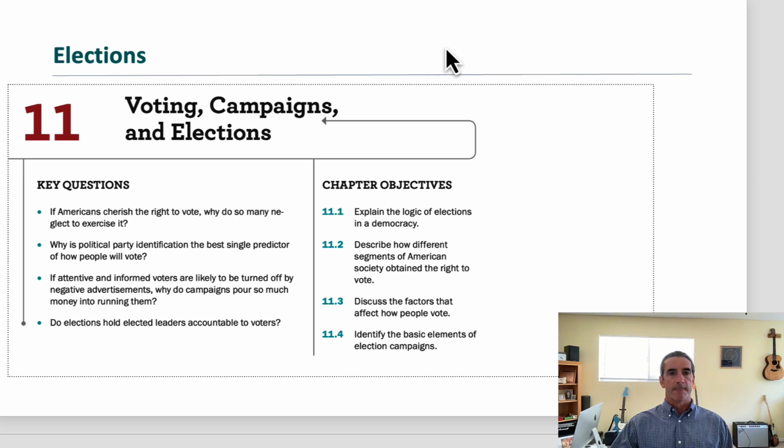in the United States. The role of party identification in predicting how people will vote. It's huge. Why negative advertising works. Do elections actually work to hold leaders accountable? What is the logic of elections in democracy? How do different segments of our society vote? And how do they obtain the right to vote? The factors that affect how people vote? The basic elements of campaigns, all of which is very important.